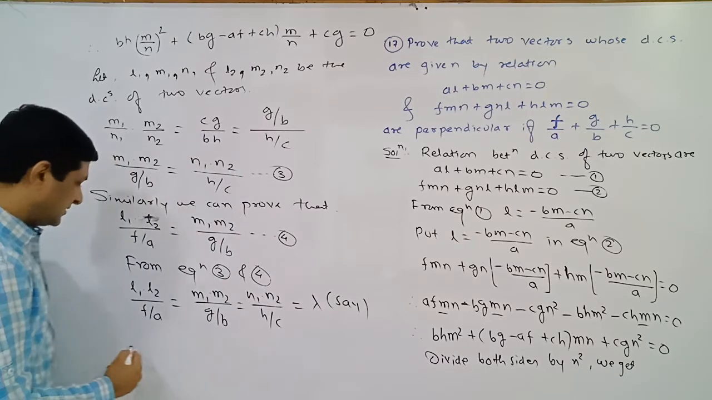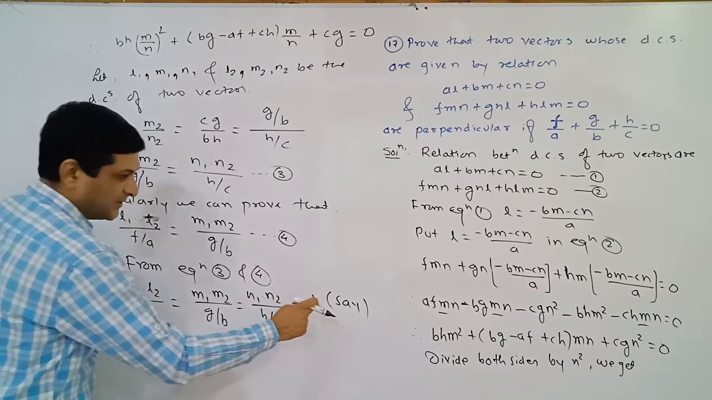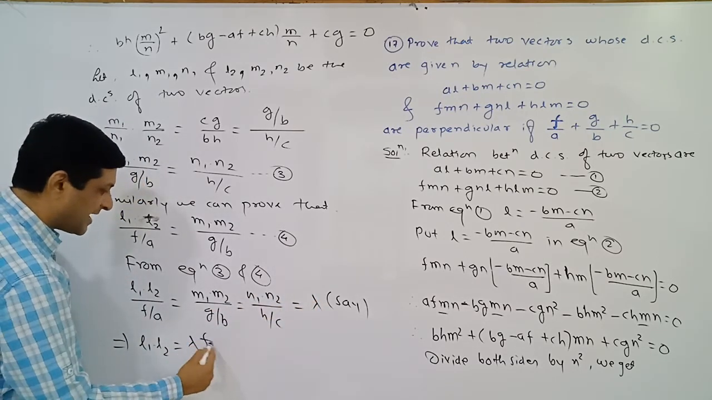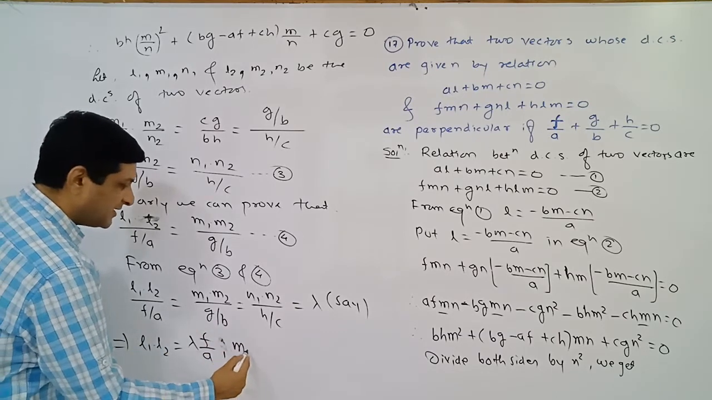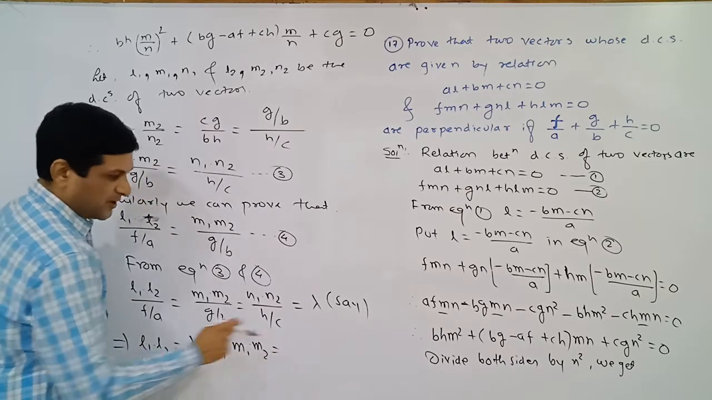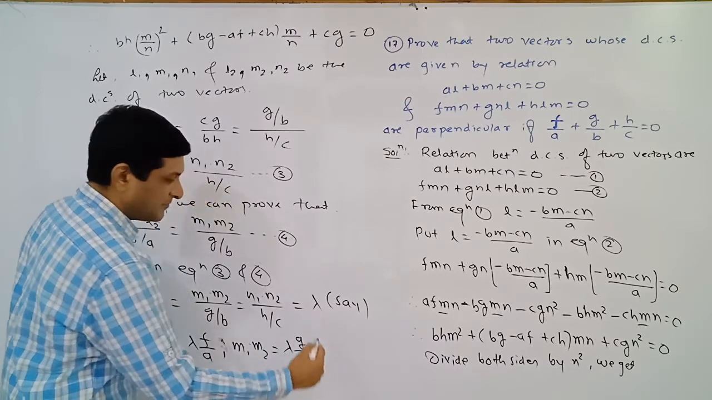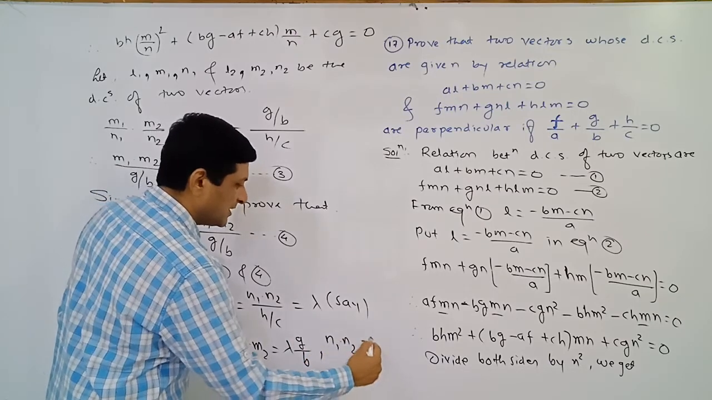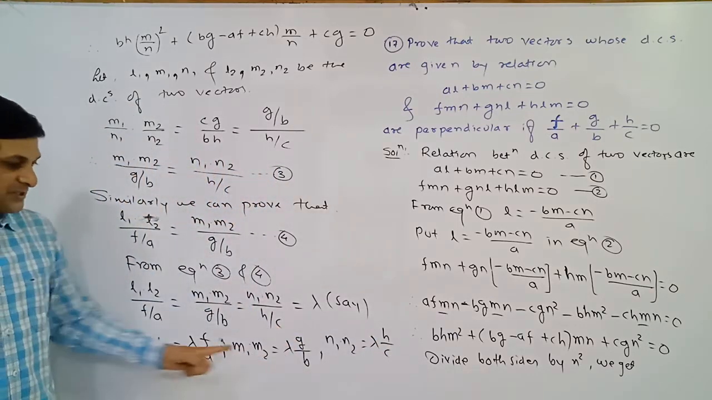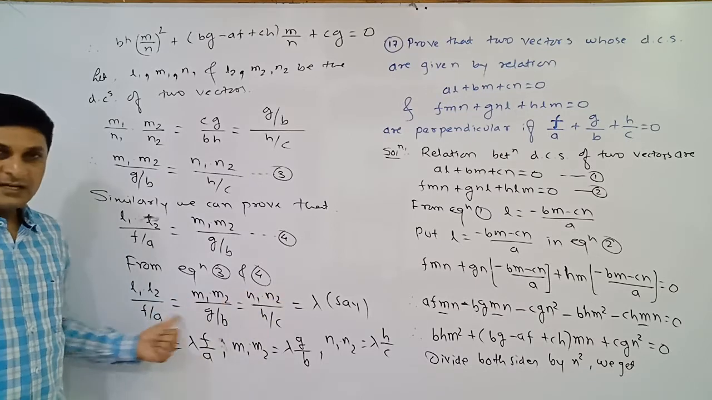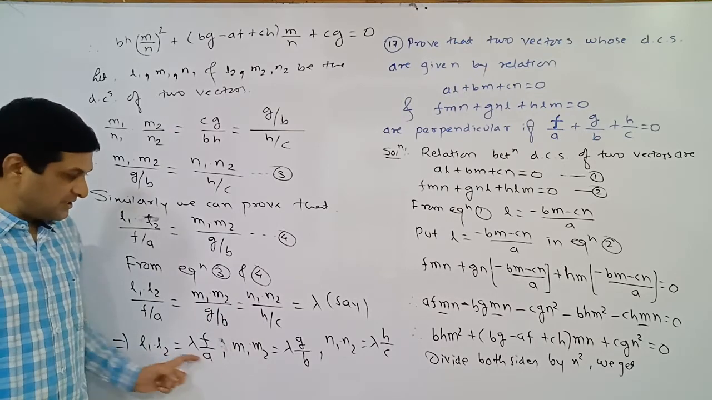Okay. So now this implies that L1 L2 is equal to F upon A multiplied by lambda. So here we will get lambda into F upon A. The value of M1 M2 will be equal to G upon B multiplied by lambda, so here we will get lambda into G upon B. In the same way, N1 N2 will be equal to lambda into what? H upon C. So we have got these three equations by simplifying these ratios, which are equal.